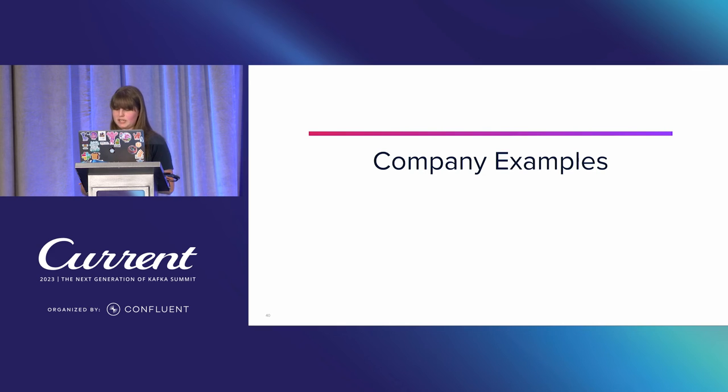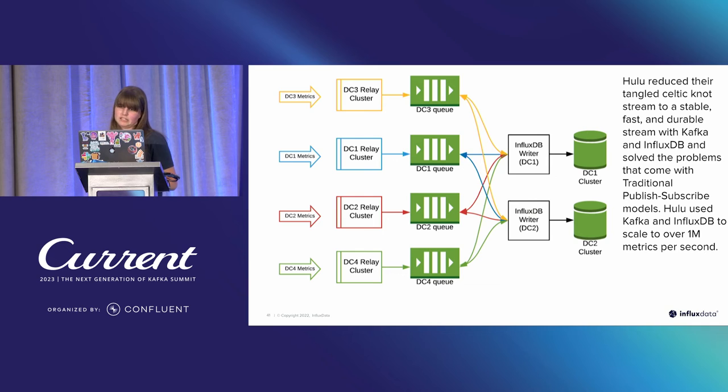So now I'm going to go into some company examples. So this is from Hulu. Hulu originally reduced what they called their tangled Celtic knot stream to a more stable, fast, and durable stream with Kafka and InfluxDB. And it solved a lot of the problems that they were dealing with in their traditional publish-subscribe models. It specifically was also using Hulu and Kafka to scale over 1 million metrics per second.